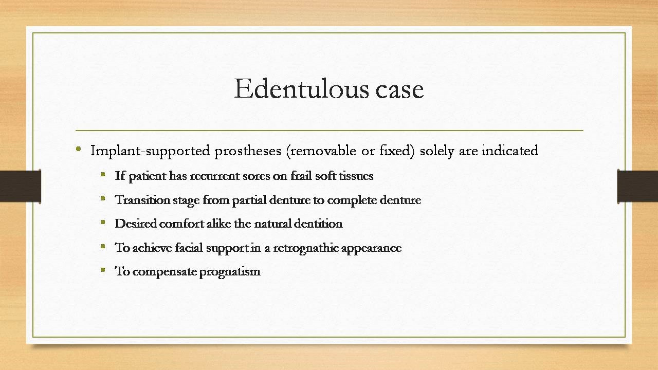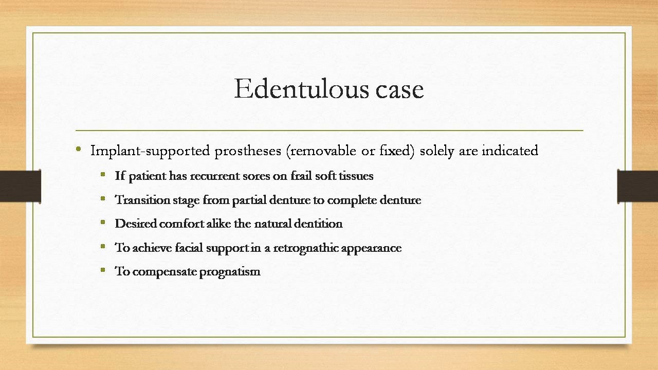Implant-supported prostheses solely are indicated for patients who suffer from recurrent sore and pressure spots on frail soft tissues and benefit from solely implant-supported prostheses. Especially in the edentulous maxilla, some patients refuse to consider complete denture status when transitioning from partially edentulous state to edentulism. Fixed restorations are also preferred when an increase in comfort similar to that given with the natural dentition is desired.